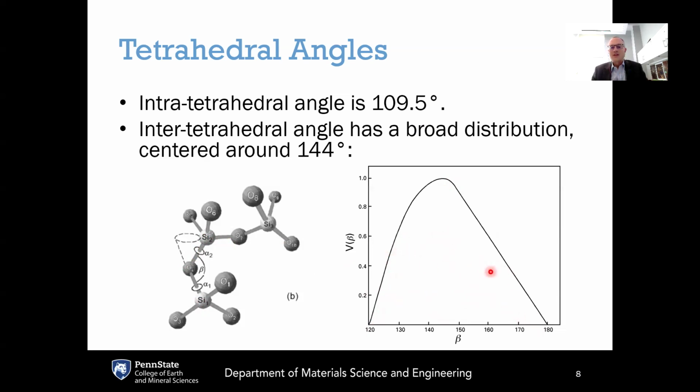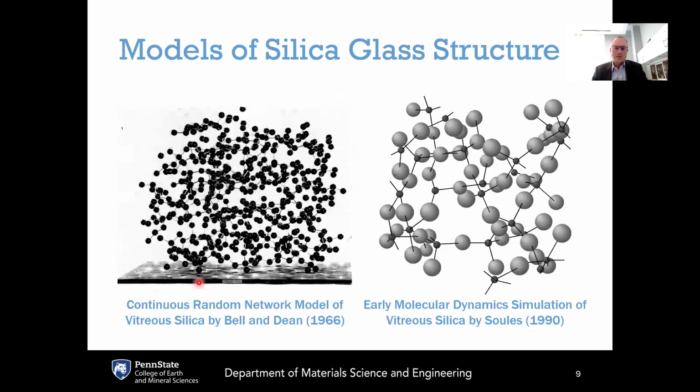But you can see this is a fairly broad distribution, meaning that there's a much greater amount of flexibility in the bond angle about the oxygen compared to the bond angle around the silicon. So a narrow distribution of the intra-tetrahedral angle and a broad distribution of the inter-tetrahedral angle.